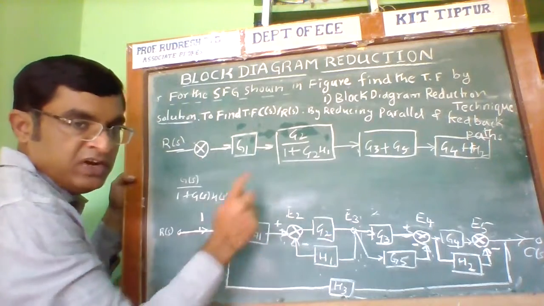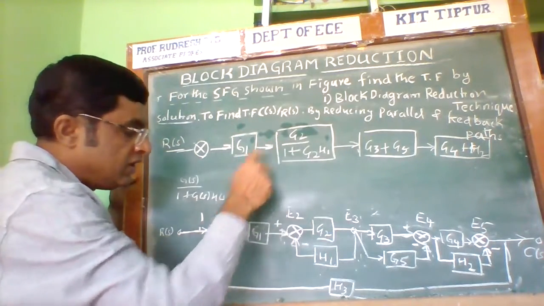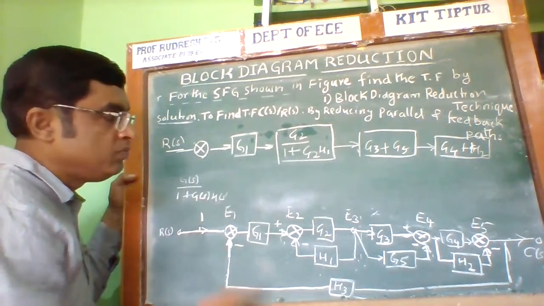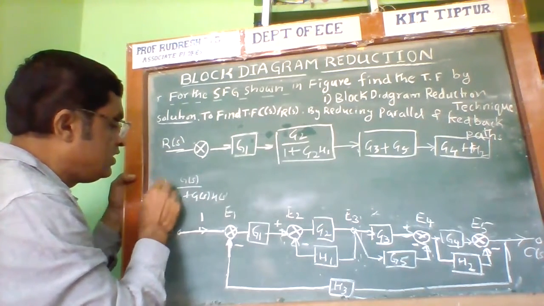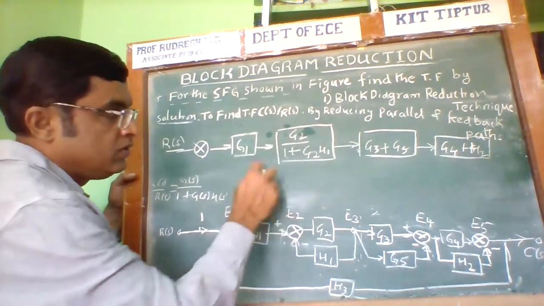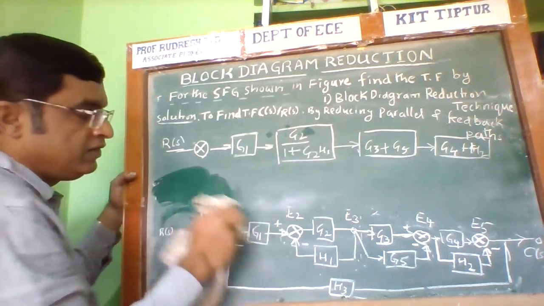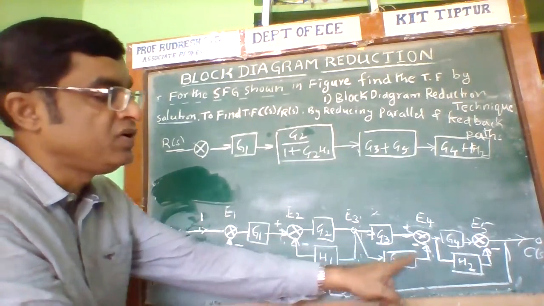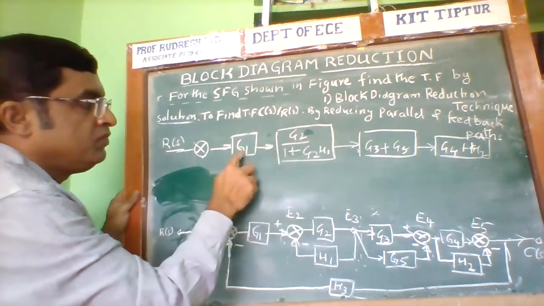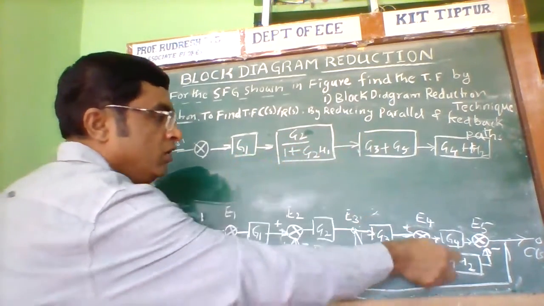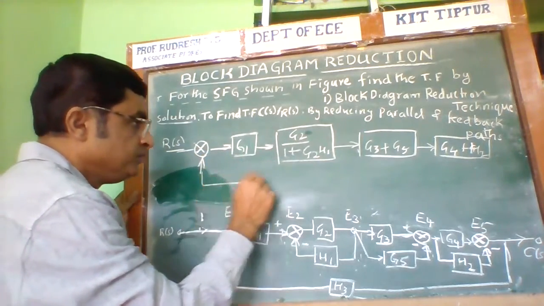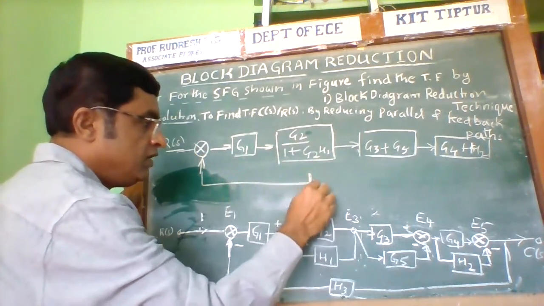If it is a feedback path, apply the formula C(s) divided by R(s) equals G(s) divided by 1 plus G(s) into H(s). This is the standard relation for the closed loop transfer function of a closed loop system. After eliminating the feedback path and feed forward path, we write these three blocks: G1, this block and this block are all connected in cascade. This is the modified or reduced block diagram.